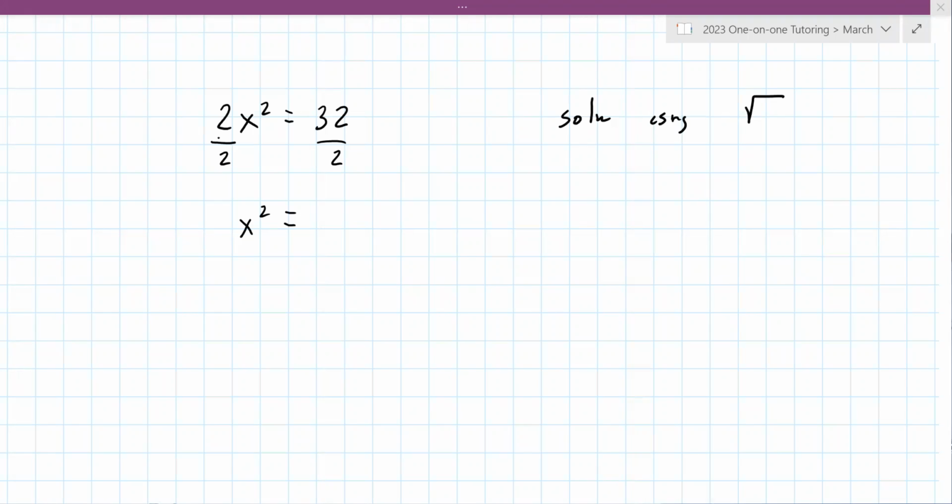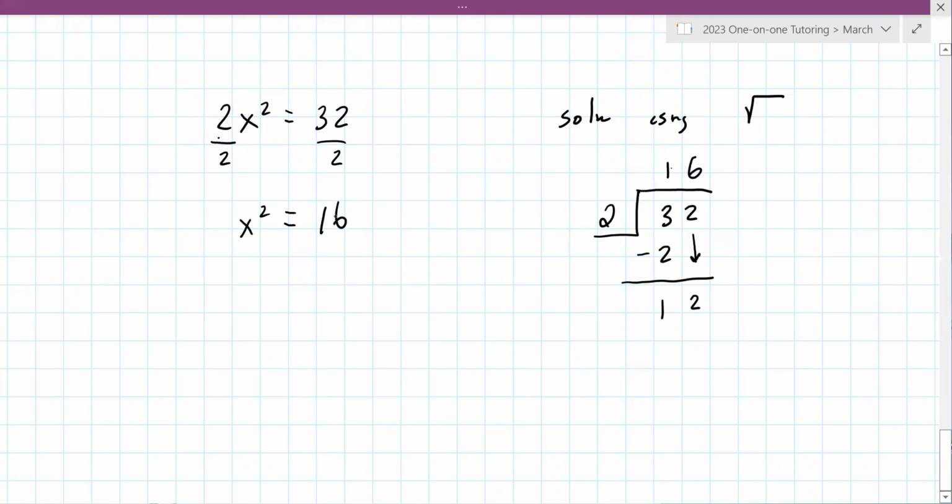I don't know. Okay, so if you're ever unsure, you can do long division here. How many times does 2 go into 3? Once. Good. 1 times 2 is 2. You subtract, bring the 2 down. How many times does 2 go into 12? 6 times. 6. So the answer is 16.